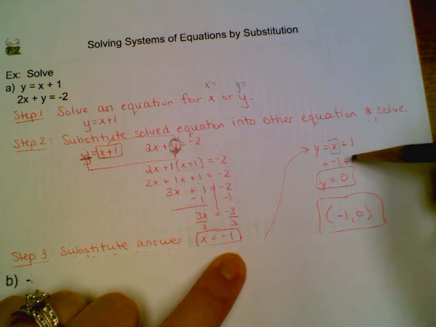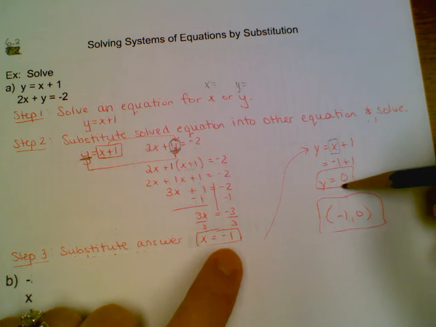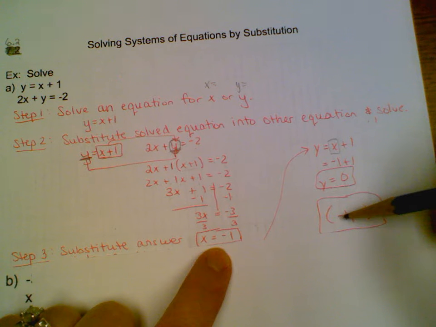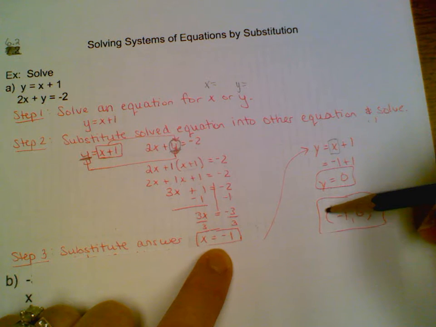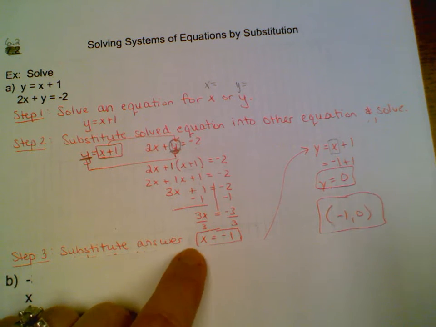Then I solve what I have left over. So negative 1 plus 1 is 0. Now I have my two coordinates as if I were to graph it. So I would have negative 1 comma 0. And we write it as an ordered pair just like we did when we were solving by graphing.